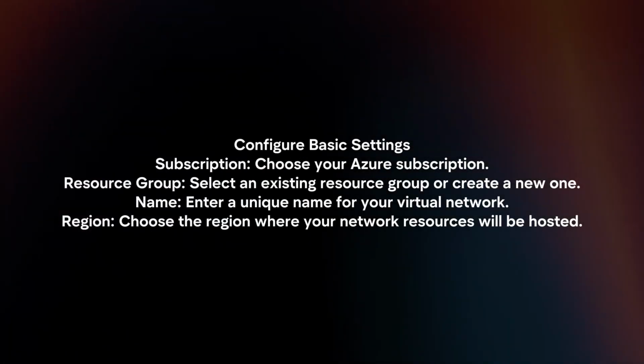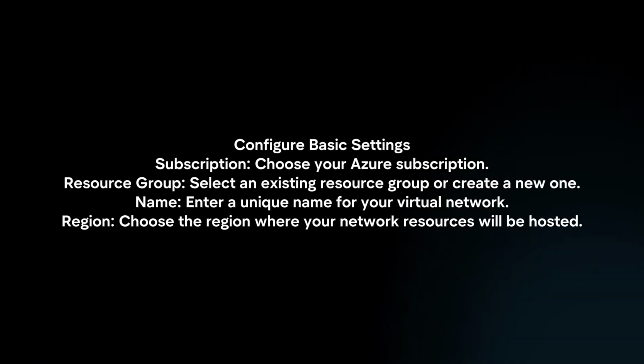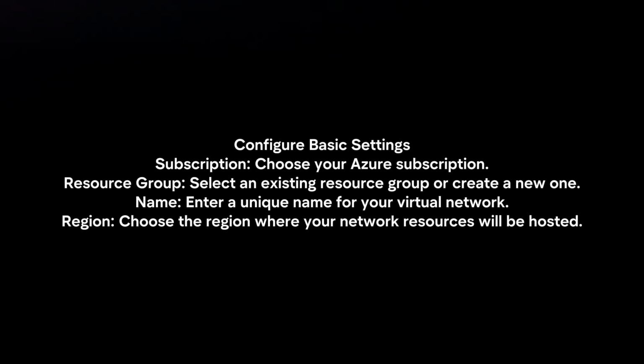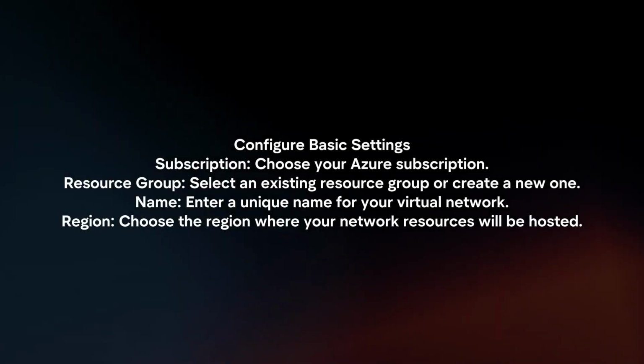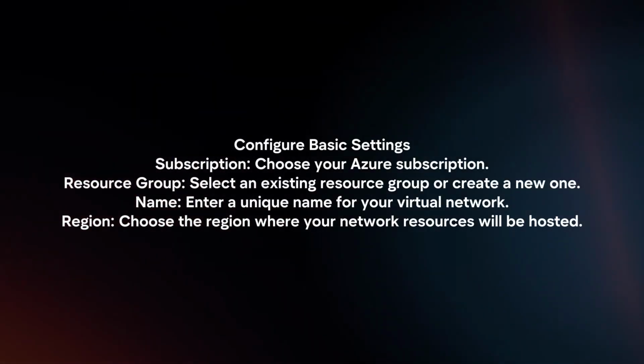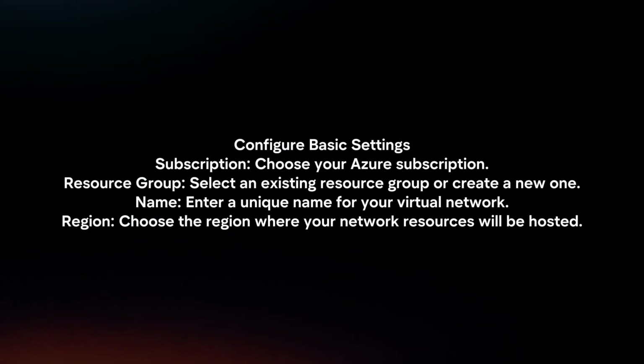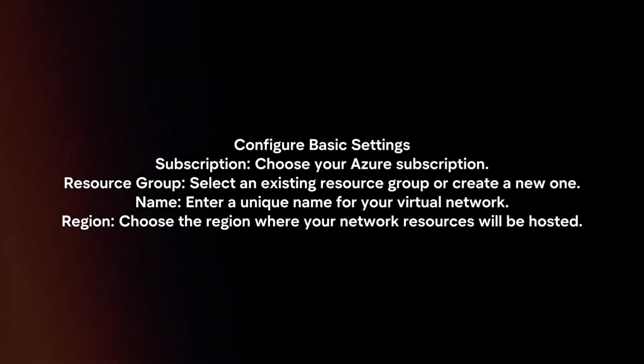Configure basic settings. Subscription: choose your Azure subscription. Resource group: select an existing resource group or create a new one. Name: enter a unique name for your virtual network. Region: choose the region where your network resources will be hosted.